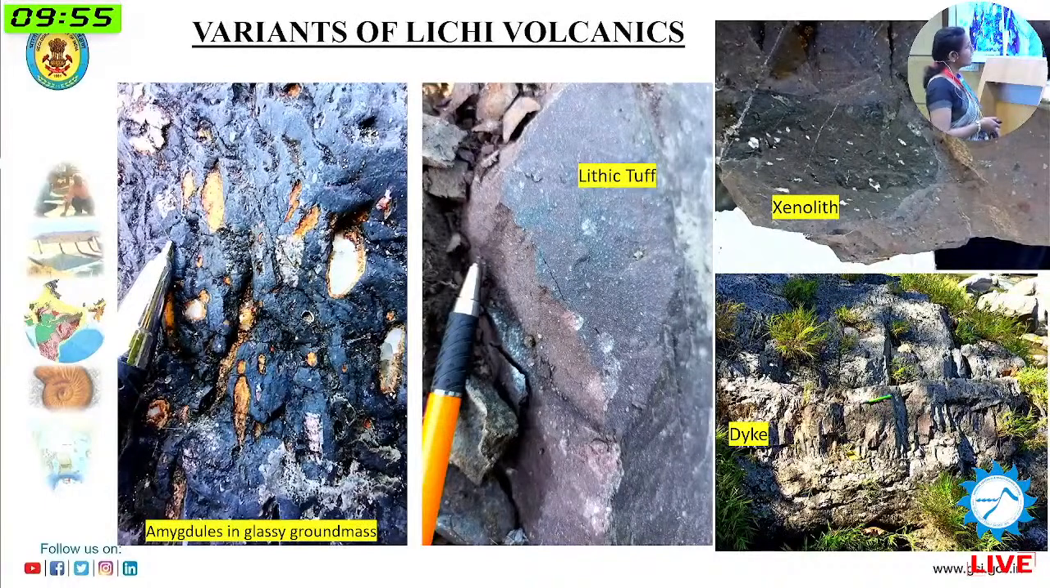These are some other varieties where you can see that these are very glassy, and the amygdaloids are there, and the porphyries are also there. This is lithic tuff, weathered one, and this is the xenolith within the alkali basalts, and these are the dikes.